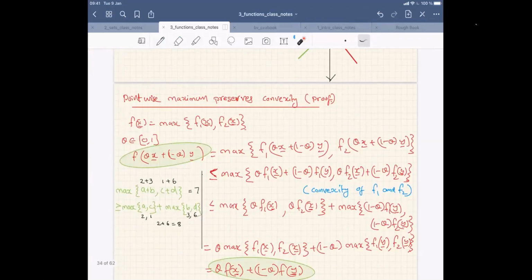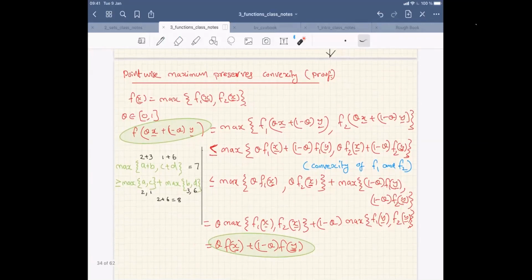We will also see a small proof of how the point-wise maximum preserves convexity. Let's consider f of x to be the maximum of two functions f1 and f2, but this can be extended to any number of functions. Now I examine this quantity, because I have to see whether this is convex or not. I take the left side of Jensen's inequality, where theta should be between 0 and 1 because we are taking a convex combination. This is the maximum of f1 of this argument and f2 of the same argument. I know that f1 and f2 are convex. That was our assumption.